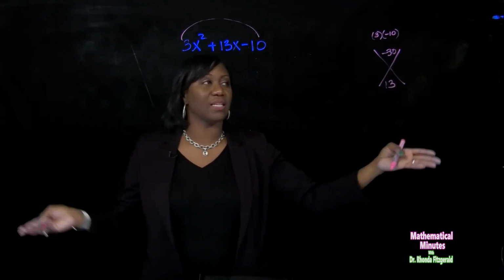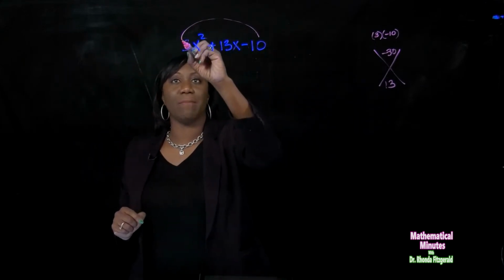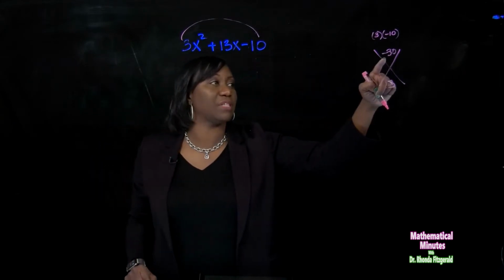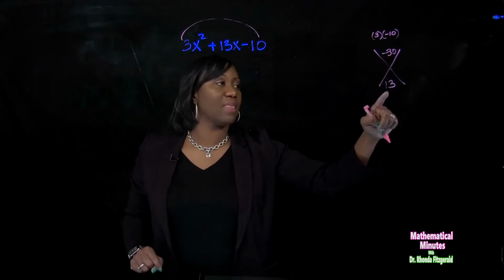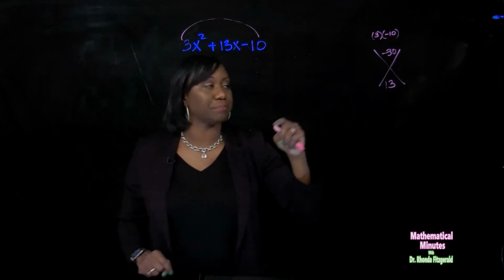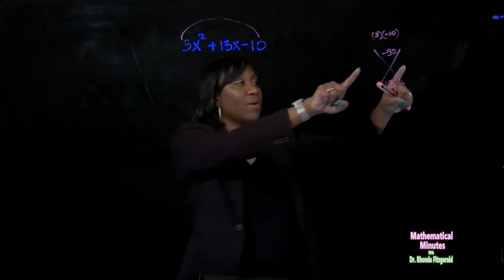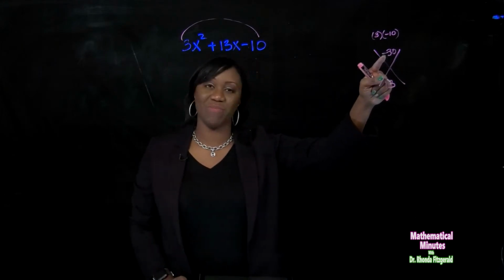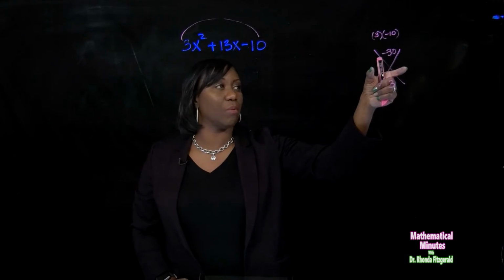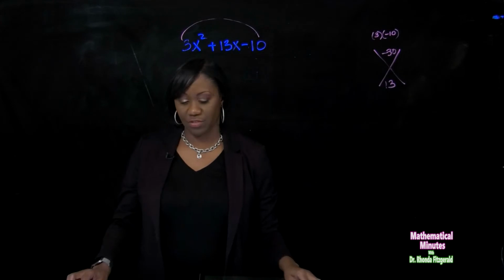So once again, the top of my X is my positive 3 times my negative 10, to give me negative 30. And then the bottom of the X is my B term, which is a positive 13. In order to complete this X, I need to come up with two numbers that multiply to give me negative 30, but add to give me a positive 13.